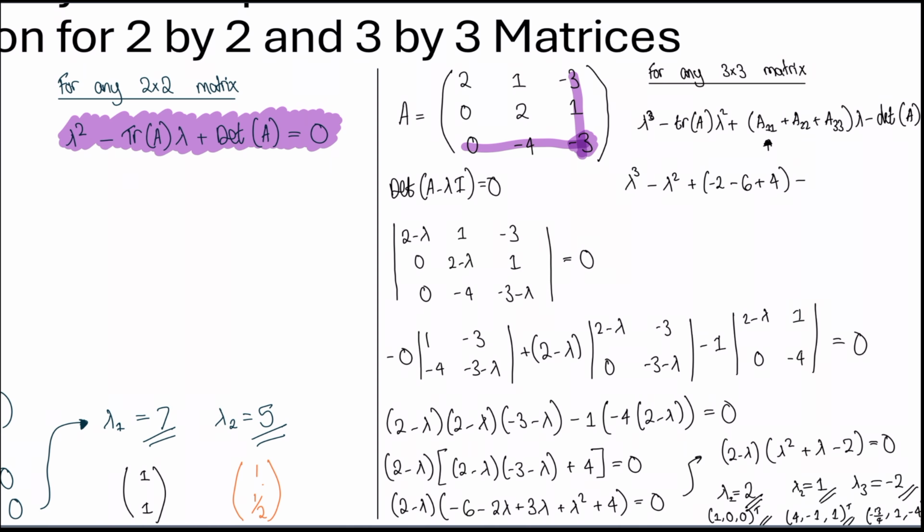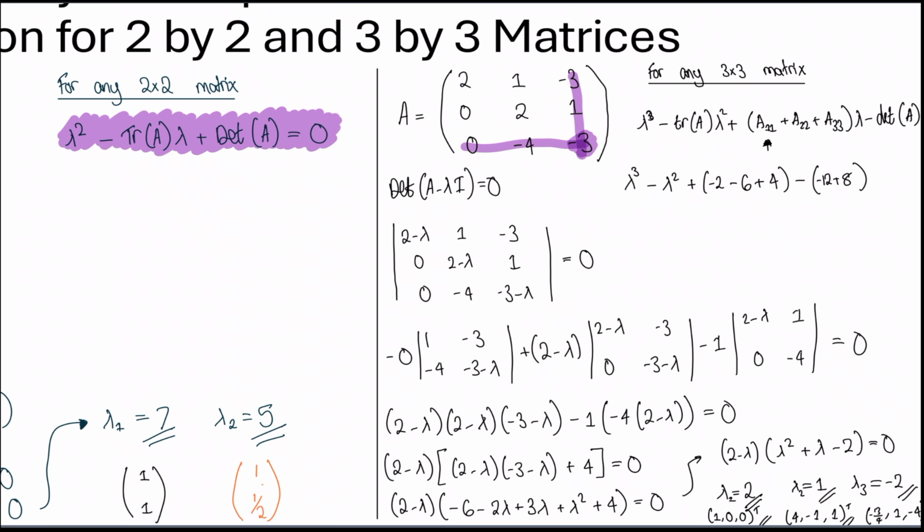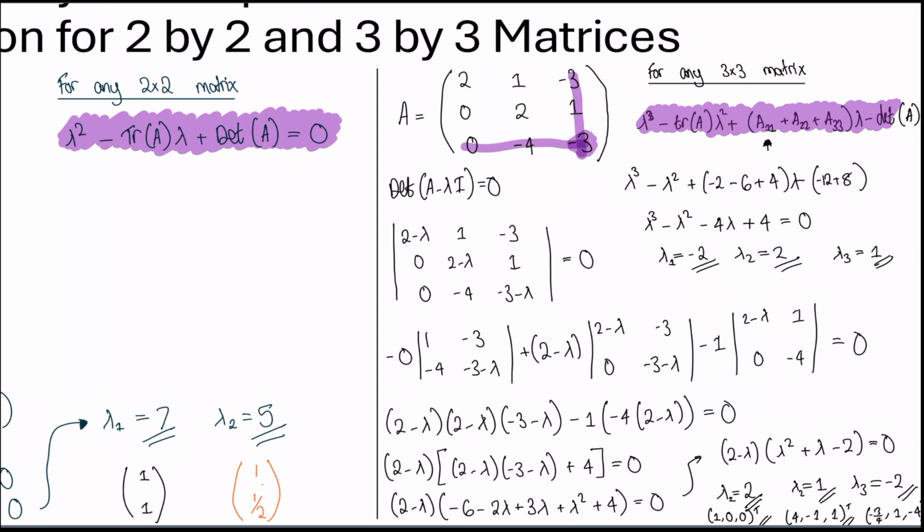Then we have to work out the determinant of the whole matrix, which if I use the diagonal method, will just be minus 12 plus 8. So we get lambda cubed minus lambda squared minus 4 lambda plus 4 is equal to 0. So our eigenvalues are minus 2, 2, and 1, the same that we got before. So this is just another approach, and maybe a quicker approach to working out the eigenvalues for a 3x3 matrix.